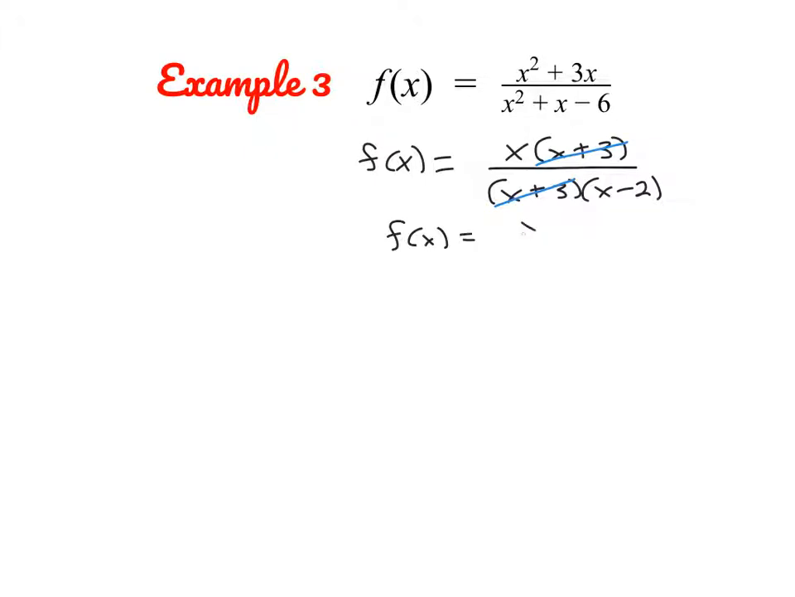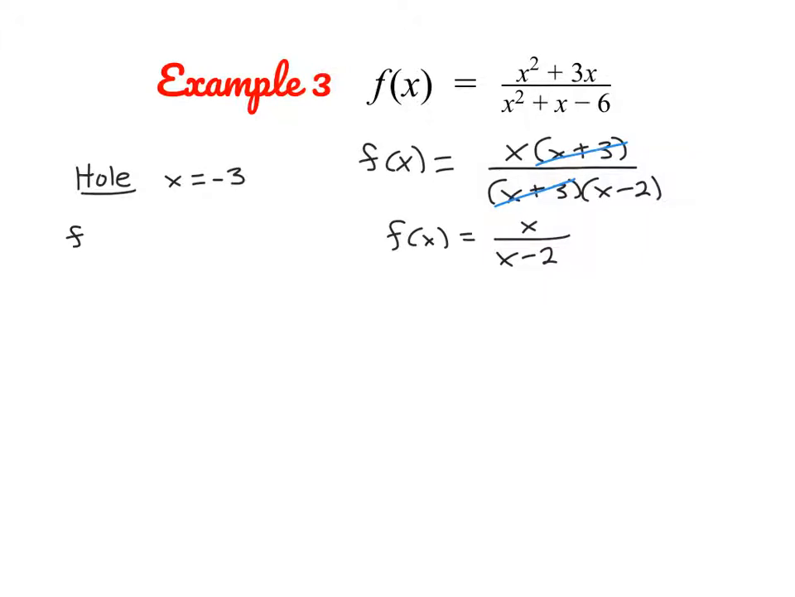So remember, in terms of our graph, this removable discontinuity is going to create a hole. We know that the hole is going to occur at x equals -3, but we need to know the exact coordinate of that hole. So I'm going to take -3 and substitute it in here. Of course, if I substitute it into my original equation, I get something that's undefined.